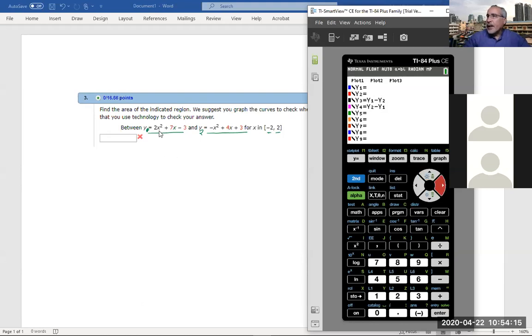Okay, so we're going to do y1 first. We'll just put in 2x squared plus 7x minus 3. And then for y2, we're going to do minus x squared plus 4x plus 3.